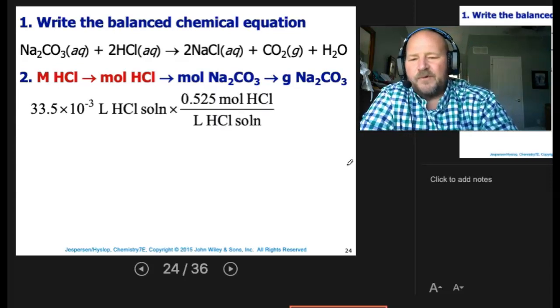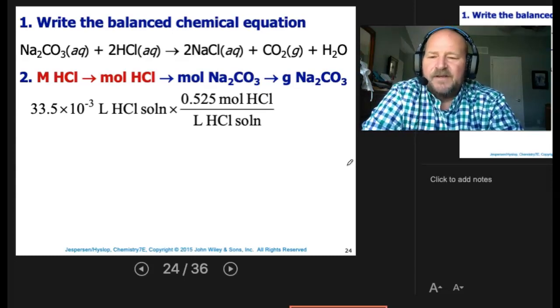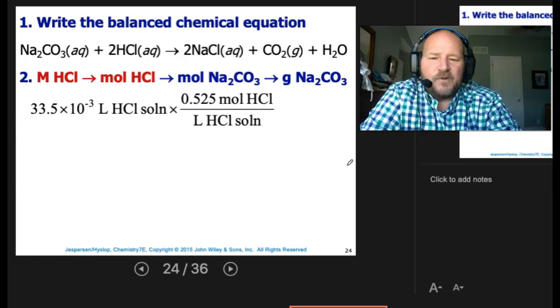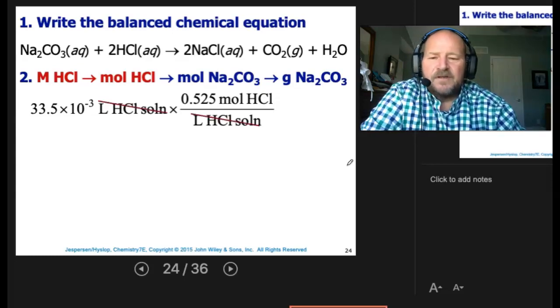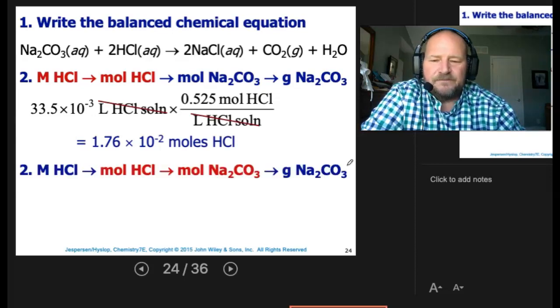So we have 33.5 times 10 to the negative 3 liters of HCl, right? So in other words, we had 0.0335 liters, right? Times 0.525 moles of HCl per liter. Liters of HCl will cancel out. We now have moles of HCl. So molarity of HCl to moles of HCl completed.